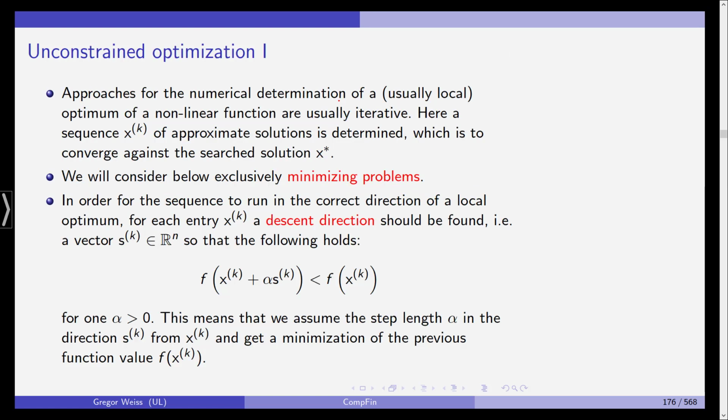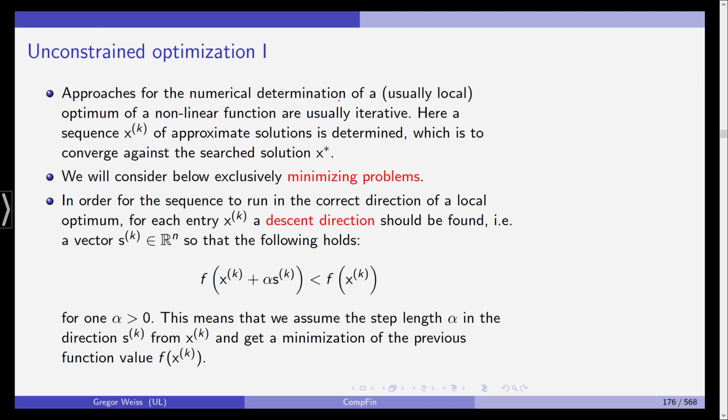So we'll start with unconstrained optimization, and again, we'll do this in very general terms. Usually we will be looking for at least a local optimum of a nonlinear function. If it's linear, we don't need optimization. So naturally we are looking at nonlinear functions here. And usually the methods are iterative.